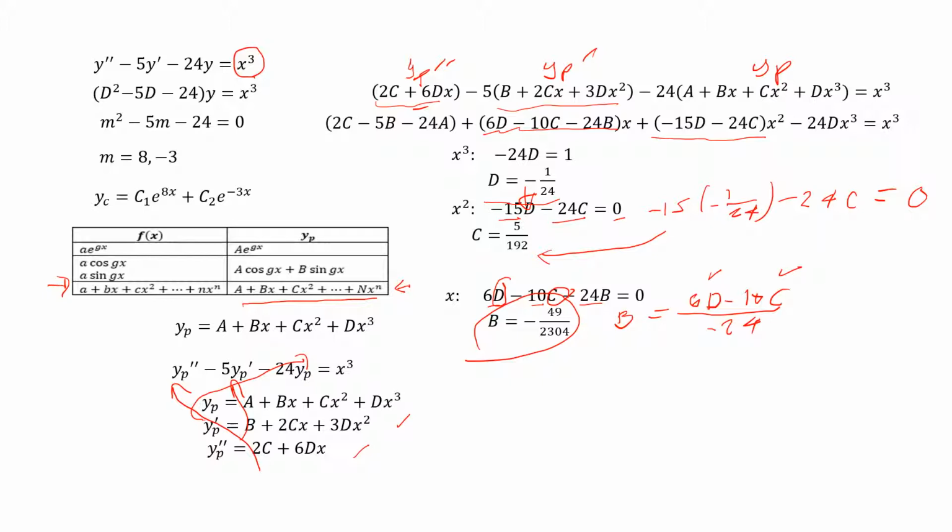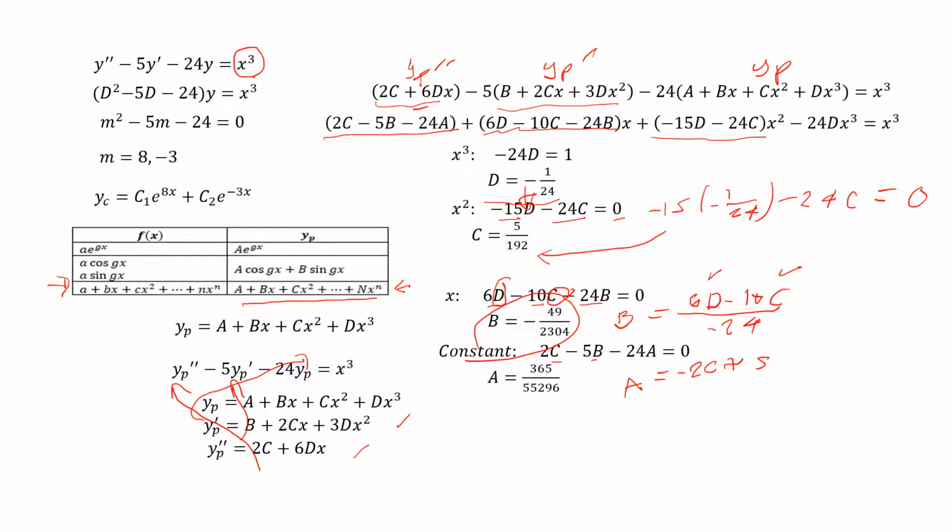Same concept as this for a constant here. For a constant, there is no constant. This is 2c minus 5b minus 24a equals 0. Remember, you know already the value of c and b. Your a here will just be equal to 2c plus, rather, negative 2c. I'm sorry.